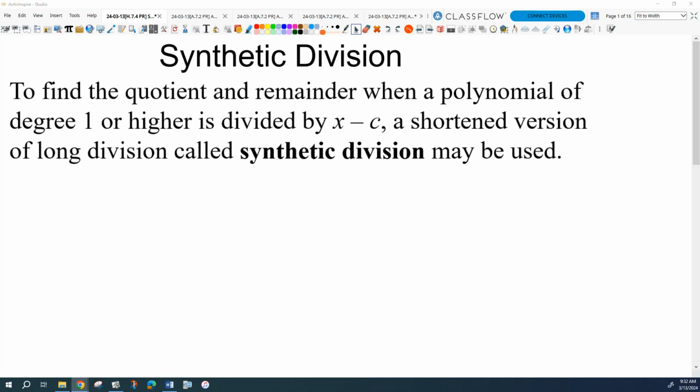Synthetic division works to divide polynomials. Sometimes it can be used. When you can use it, you should use it because it's a lot quicker and easier, but you can only use it in certain cases. So what are the limitations?